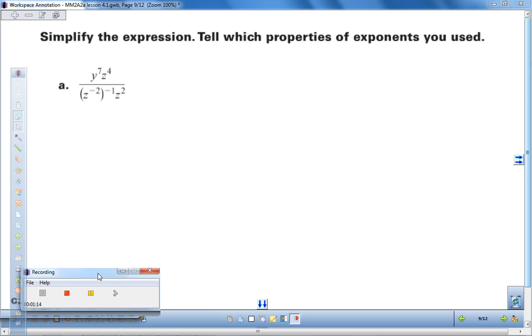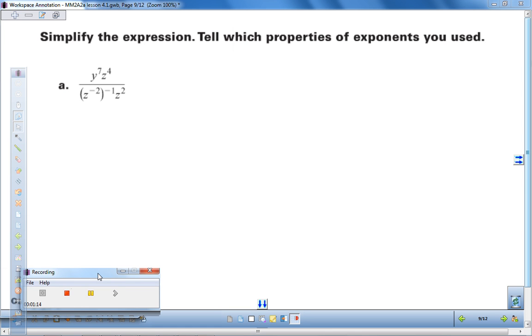Alright, in this we're going to simplify these expressions. And then we'll kind of talk through the properties as we're going through. Here we have y to the 7th, z to the 4th, over z to the negative 2 to the negative 1st, z squared.